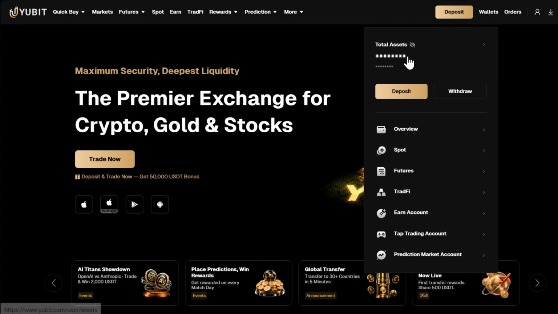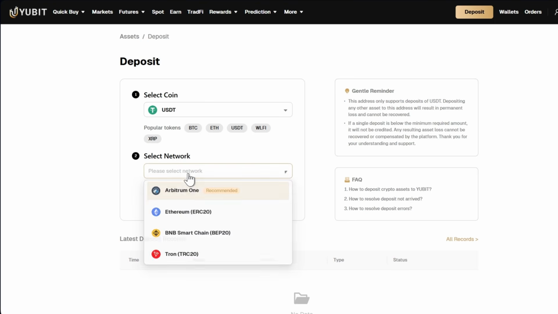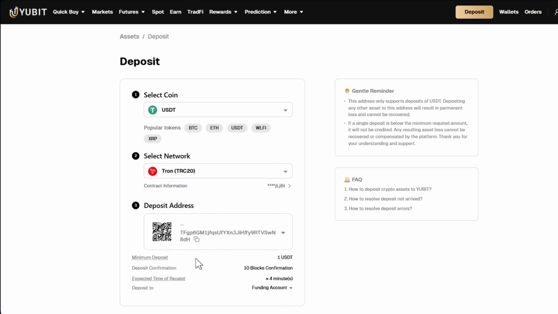Go to your wallet and click deposit. Select the cryptocurrency you want to deposit. USDT is ideal for trading. Then select your deposit network. I recommend TRC20. It's fast and the fees are very low.